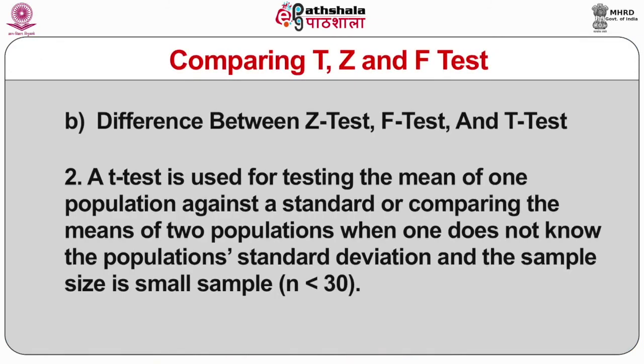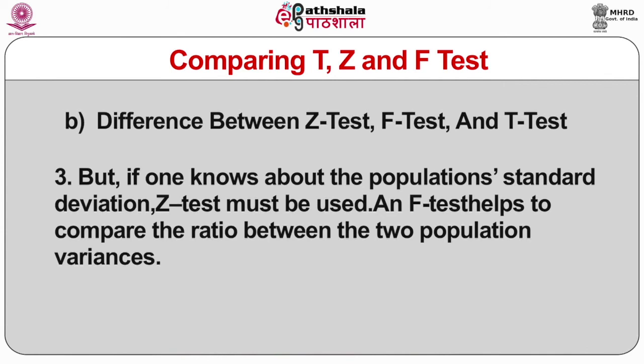Secondly, these two tests are used for testing the mean of one population against a standard or comparing the means of two populations when one does not know the population's standard deviation and the sample size is small. It is a T-test if the sample size is less than 30, and a Z-test if the sample size is more than 30. For example, measuring the average diameter of belts from a certain machine. But if one knows the population's standard deviation, Z-test must be used.